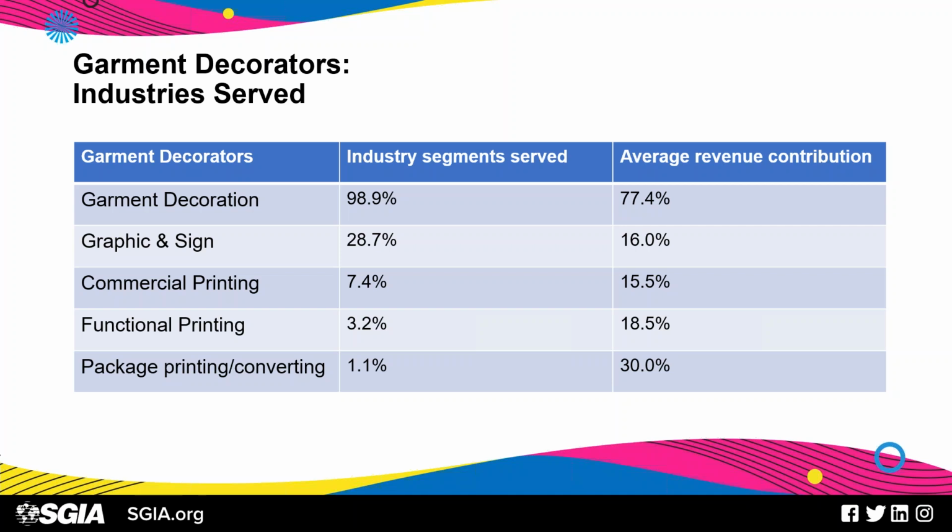Of course, the largest part of their revenue comes from garment decoration, but package printing and converting also brings a good portion of revenue, and you can see that graphic and sign, commercial and functional printing are providing between 15 and 19% of their revenues. So they're not garment decorators only, they serve other industries as well.